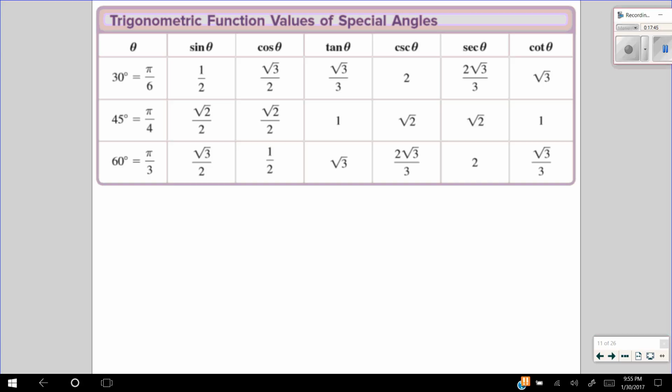Okay, hopefully you've had a chance to copy that into your notes. We're going to use that now to solve some identity type problems. So let's take a look at example 5. Hold on here, my screen has frozen.